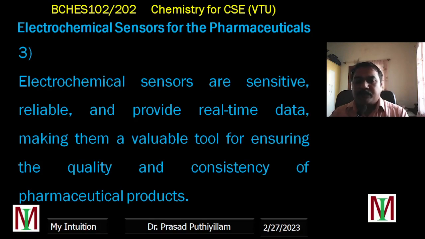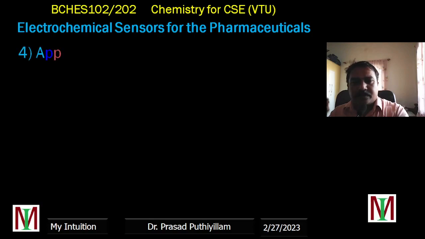So we'll be getting real-time data, making them a valuable tool for ensuring the quality and consistency of pharmaceutical products. Because in the industry which makes different medicinal drugs, there the process happens in reactors, and if any changes are there, that will affect the drug which is made for some particular application, for some particular disease. If any change in the composition happens, it will not be doing the duty which is assigned to that drug, so it will be poisonous. So to avoid that, we should have real-time data in the industrial process.